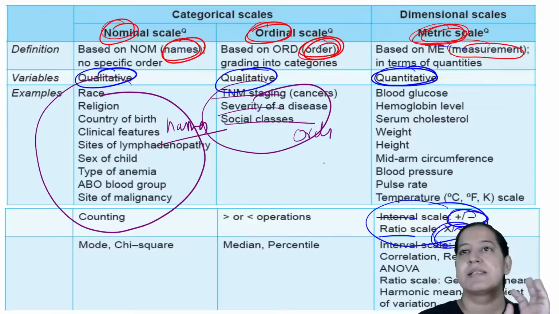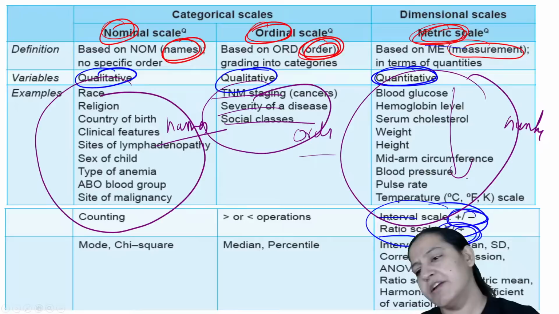And these all will have numbers. So that's why quantitative. Everyone give me a thumbs up. Everyone. So again, these are the examples.